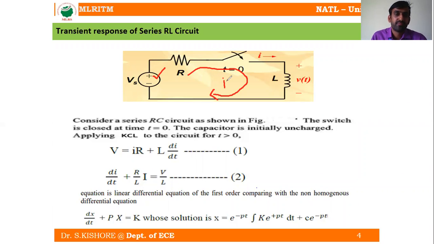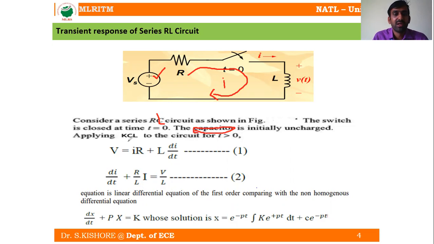So in the initial conditions, at t equal to 0 minus, the switch is open. Now at t equal to 0, the switch is closed. So here it is a series RL circuit, not the RC. So please make a correction over here. Sorry for this. And here it is an inductor.